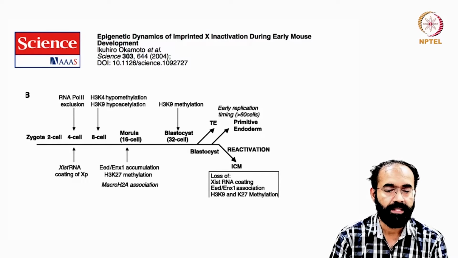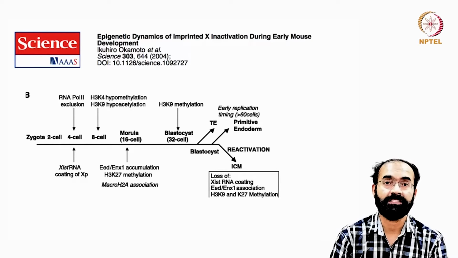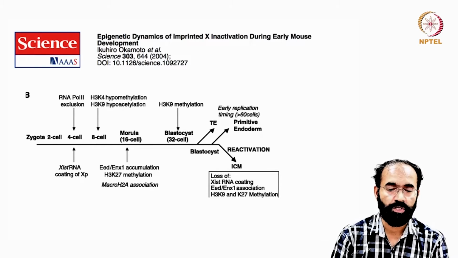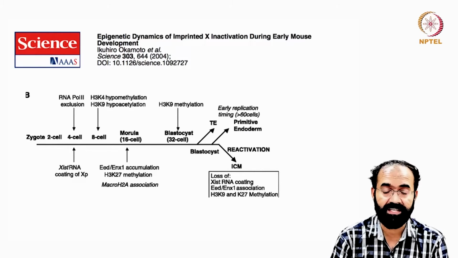So let us see. In the 4 cell stage, RNA polymerase 2 is excluded. You don't want any gene to express from the Xist-expressing RNA. So Xist coating happens on Xp. Xp stands for X paternal. Paternal means from father. And at the 8 cell stage, you have H3K4 hypomethylation, H3K9 hypomethylation, hypoacetylation, etc.